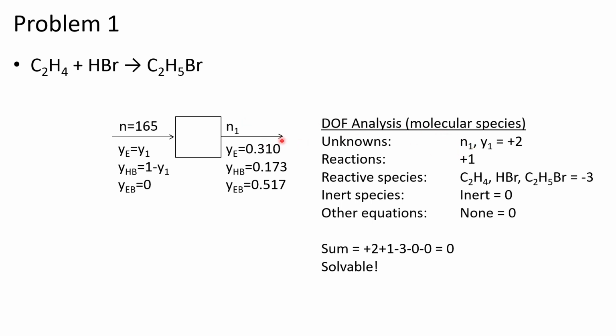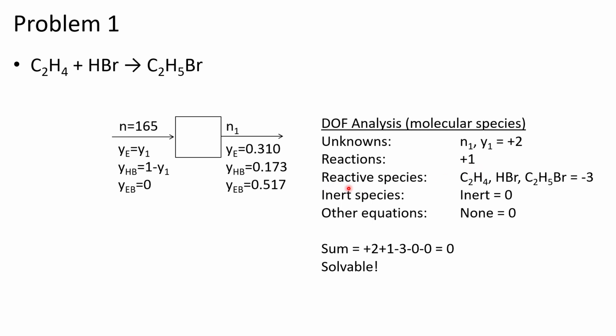The composition of the stream is completely known. We know values for all of the mole fractions of the species. So the total number of unknowns is 2. Next, we'll count the number of independent reactions. When there's only one reaction, the number is 1. If we had 2 or more, we'd have to determine if all of them are independent. So we'll have 1 in terms of the number of independent reactions in our table.